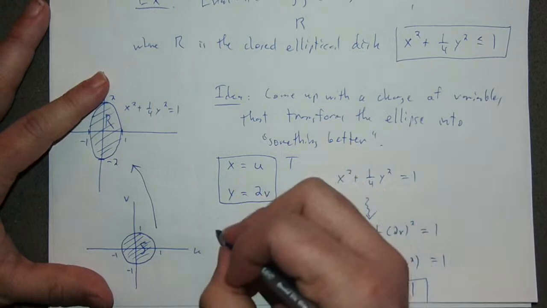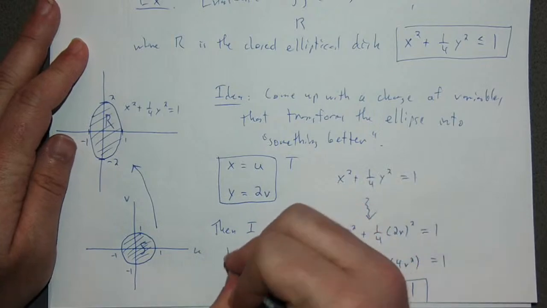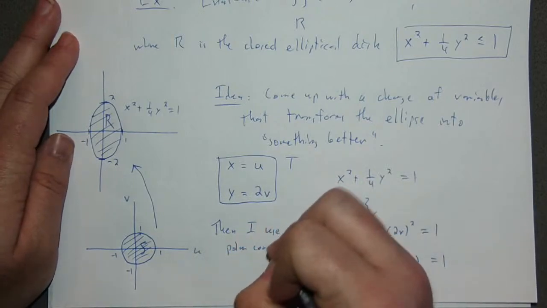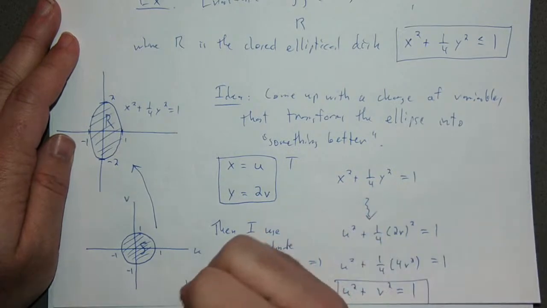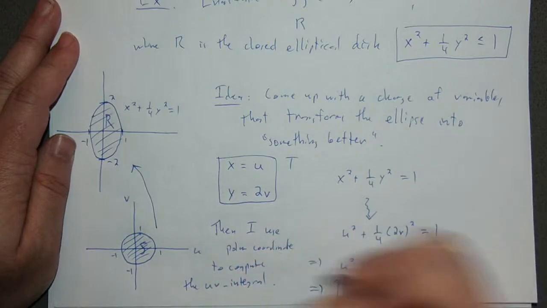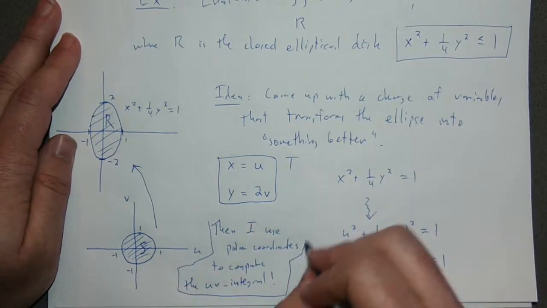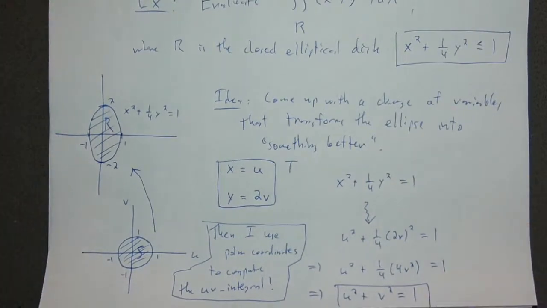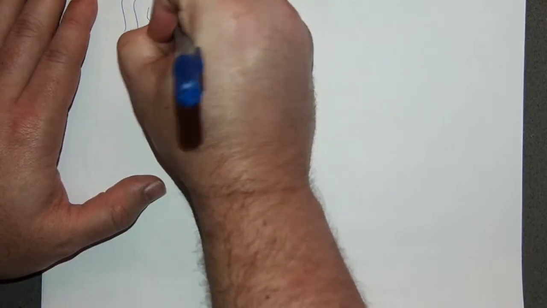All right. So then I use polar coordinates to compute the UV integral. And so let's just write out what it is that happens here. So by change of variables, I would have the double integral over R of x squared plus y squared dA.